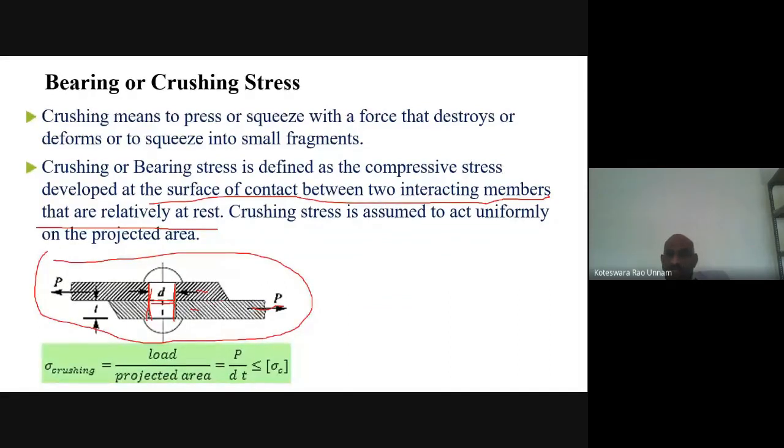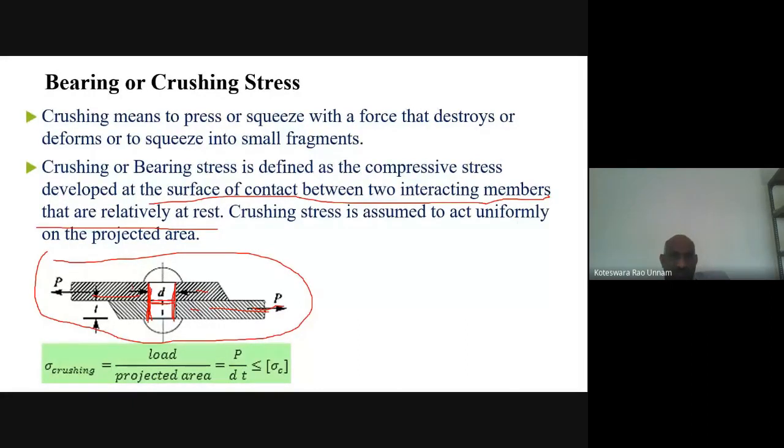If this bottom plate moves like this and this top plate moves like this, then in addition to the shear, if you look at this surface and this surface, the outer surface of the rivet is subjected to some sort of compression.